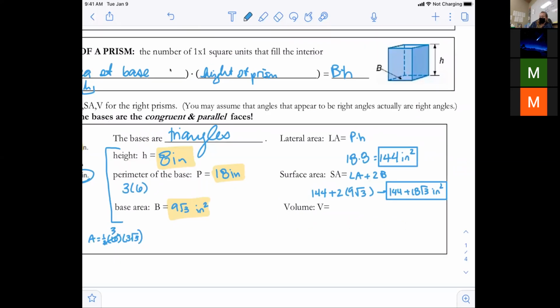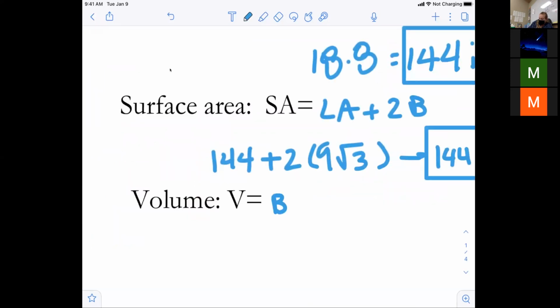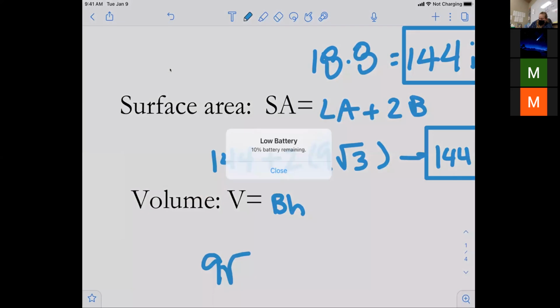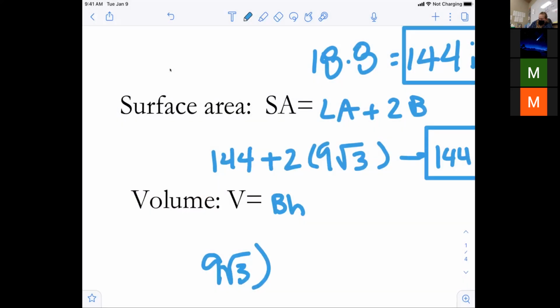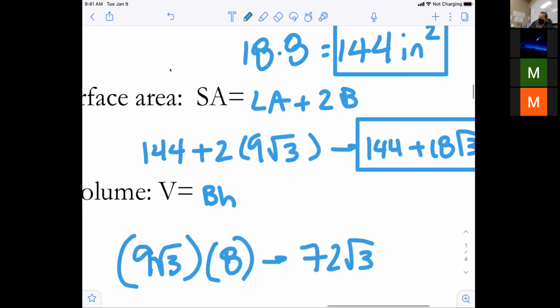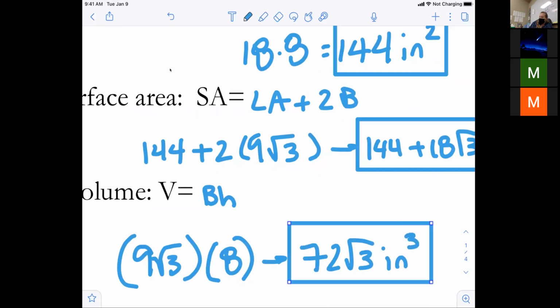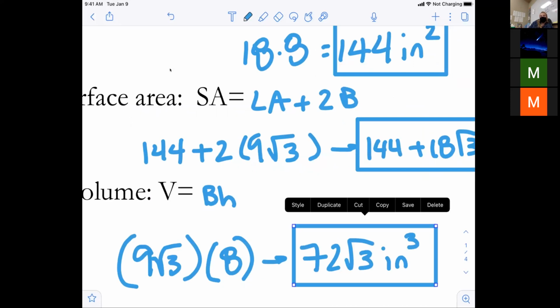Last thing is volume. Volume is B times H. I do 9 root 3 times 8. B times H, 9 root 3 times H, which is 8. 9 times 8 is 72, so I got 72 root 3. And volume is always cubic units. So it's inches cubed, miles cubed, feet cubed, kilometers cubed. I don't care what it is.